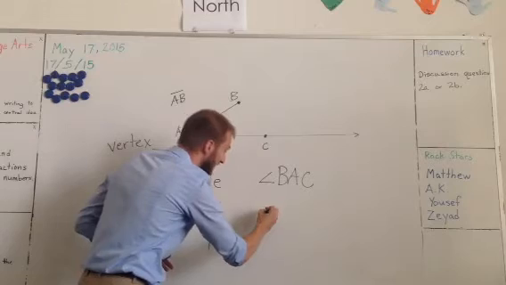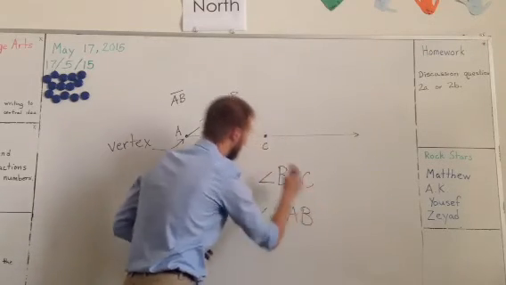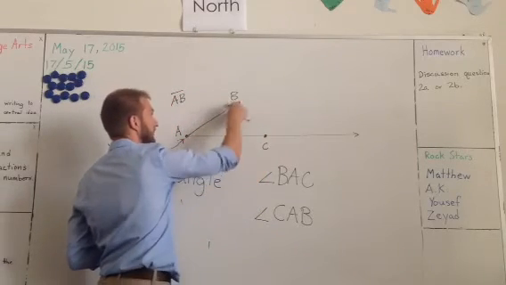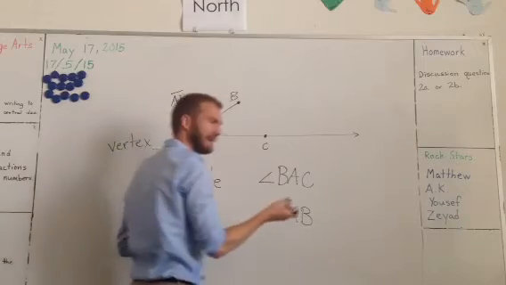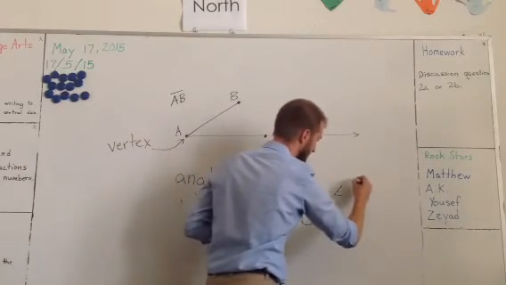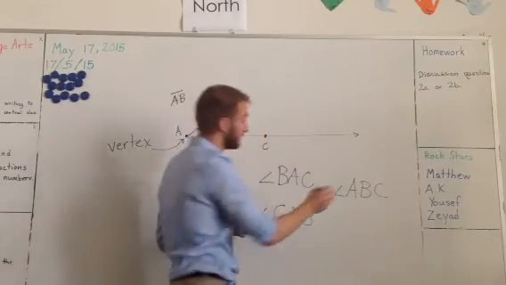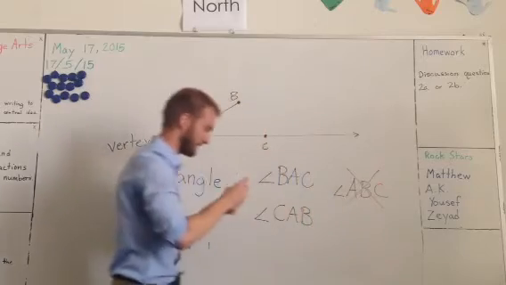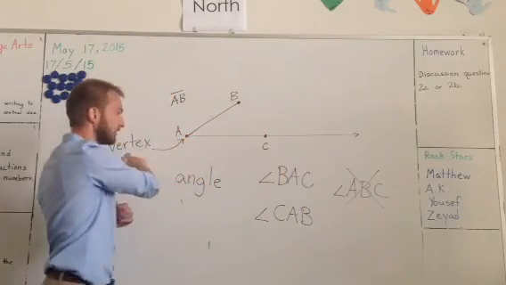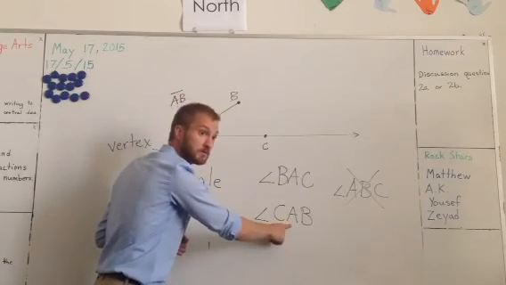I can also write that as angle CAB, because it also starts at point C, passes through point A, up to point B. Can I write it as angle ABC, like this? And the answer to that is no. No, I cannot. I can't write that because the angle doesn't start at point A. The vertex of the angle is always going to be written in the middle of the other 2 points.